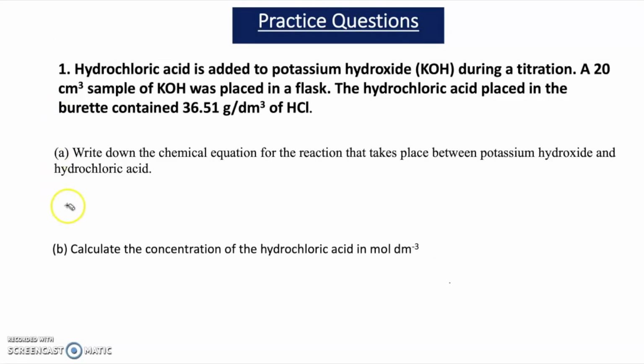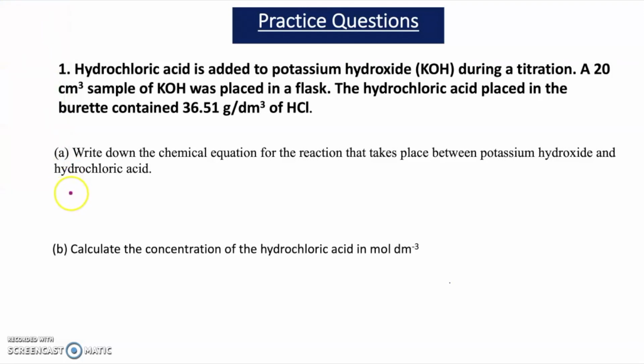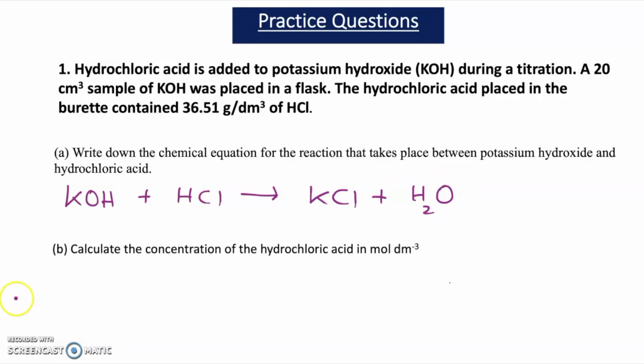Now this first practice question involves a titration between hydrochloric acid and potassium hydroxide. In the titration we have KOH in a conical flask, and there's a 20 centimeter cubed sample of this. The hydrochloric acid placed in the burette contains 36.51 grams per decimeter cubed of hydrochloric acid. So the first part is asking you to write the chemical equation. So it's KOH plus HCl forms KCl plus H2O.